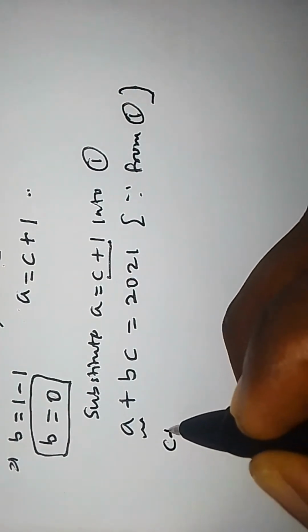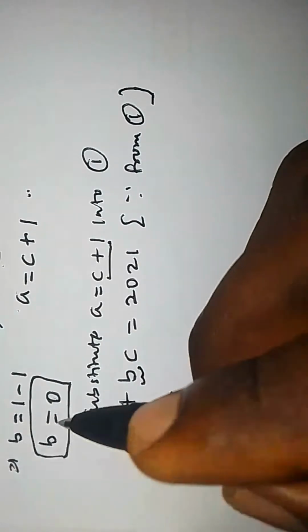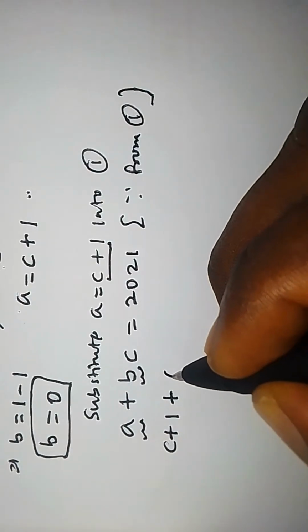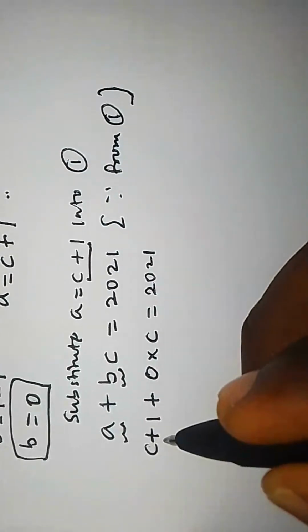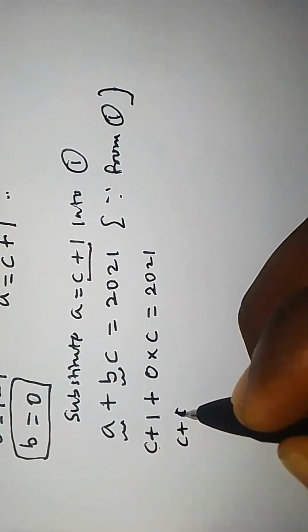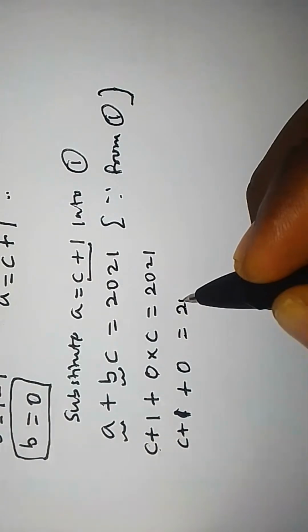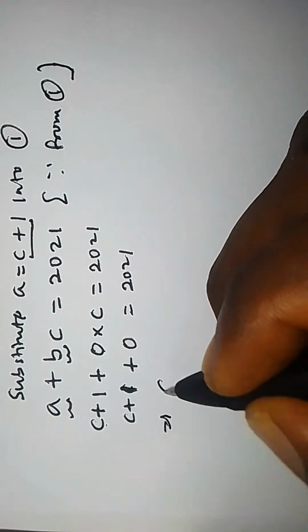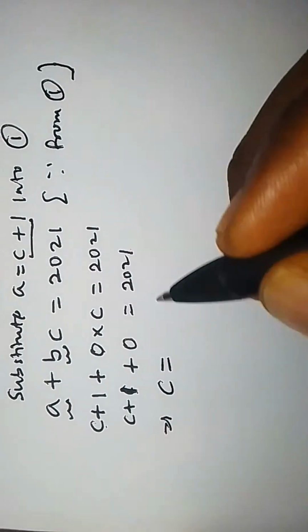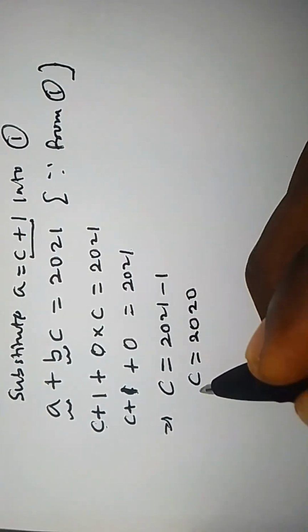So, we have C plus 1 plus, but we already know what B is. B equals 0. So, this becomes 0 times C equals 2021. C plus 1 plus 0 times C, that is 0, equals 2021. So we have C equals, when this one comes to the right hand side, 2021 minus 1. C equals 2021 minus 1, that is 2020. This is the value of C.